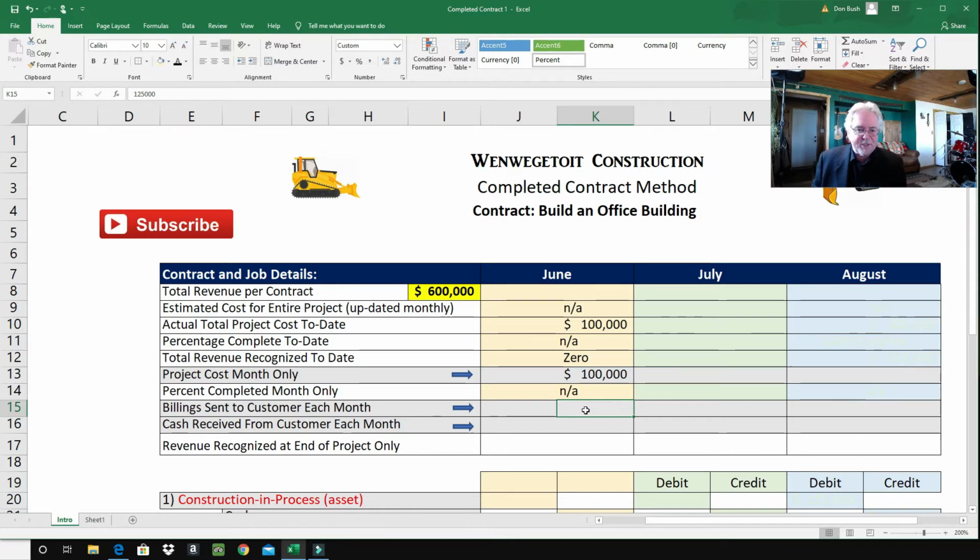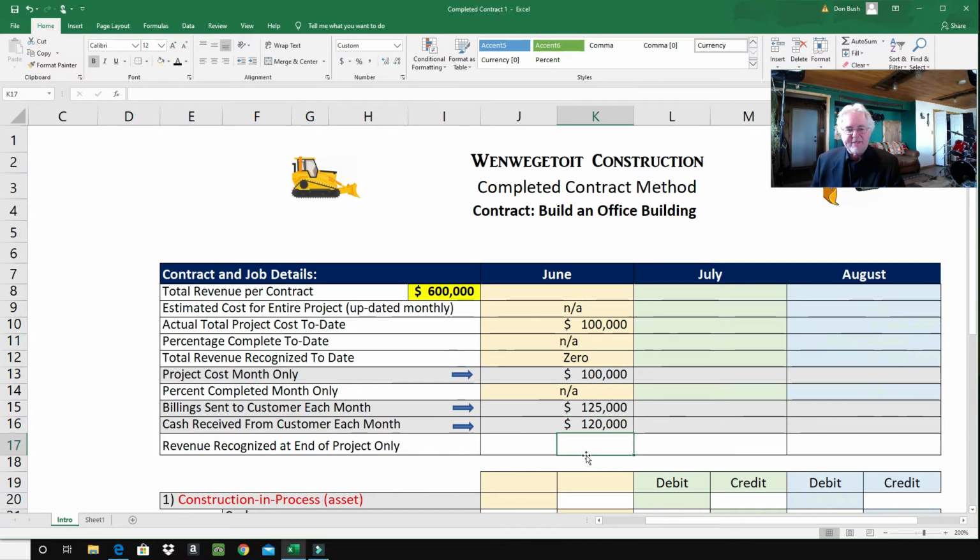Billing sent to customer each month. Now this we do need to know, so we need to find out, was a bill sent to the customer and how much was it? So here we go, $125,000. Cash received from customer each month. So let's see how much cash was received this month. $120,000 was received from the customer.